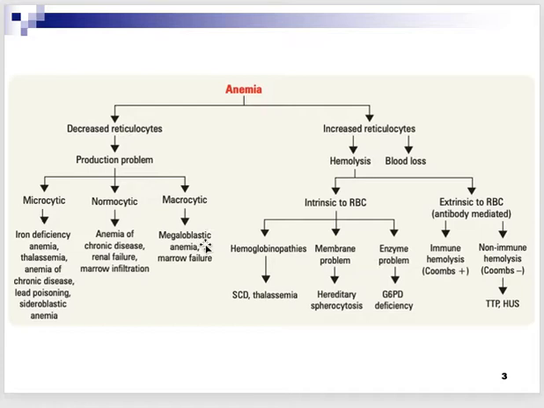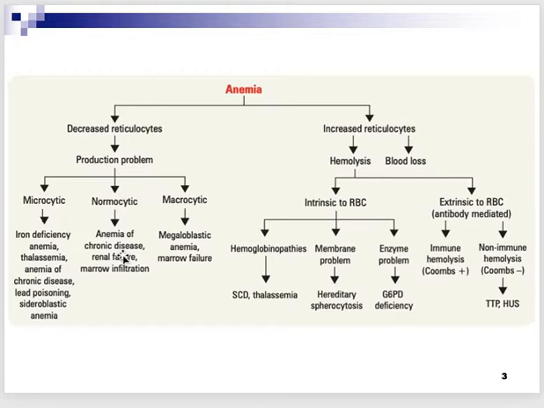Whenever it is macrocytic, we see megaloblastic changes. So remember, vitamin B12 deficiency and folic acid deficiency are the ones which give megaloblastic anemia. Alcohol, drugs, and many other things can also give macrocytic anemia. And for normocytic anemia, renal failure, bone marrow infiltration, and anemia of chronic disease are all causes.